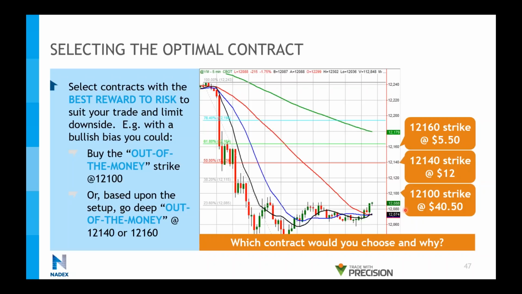12,100 strike, which is where we are pretty close here. We're looking here at a price of $40. We're looking at the 12,140 strike price. This is only costing $12, and the 12,160 is costing only $5.50 per contract. Quite close to the money, but not in the money. Therefore, price close to 50, but below. Far out of the money, very far out of the money. Therefore, the smaller prices.